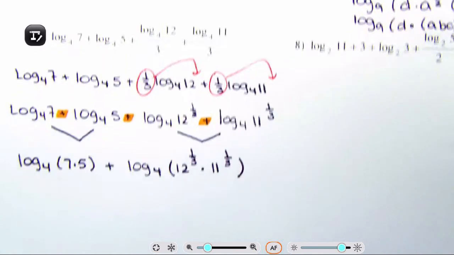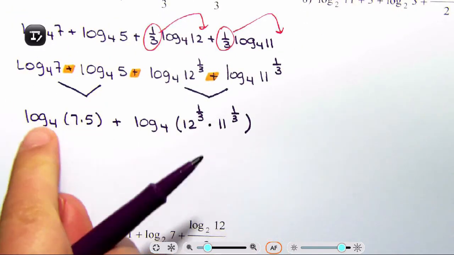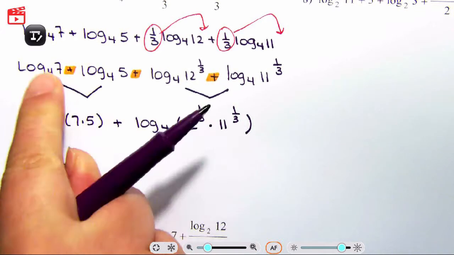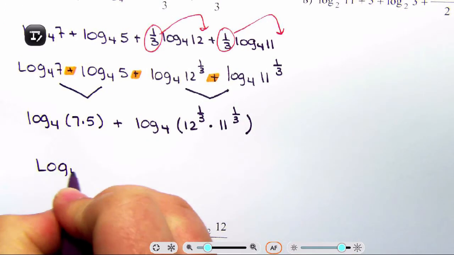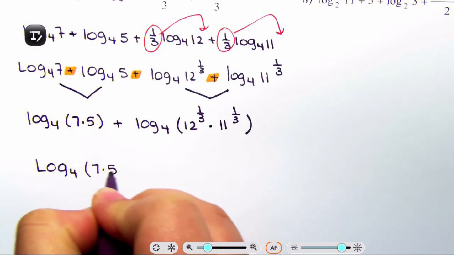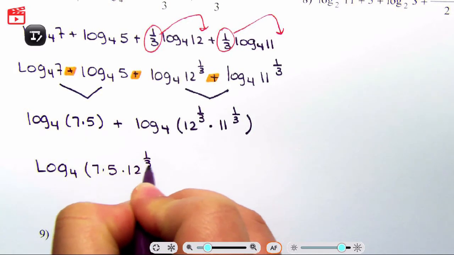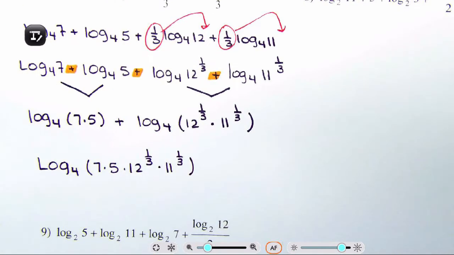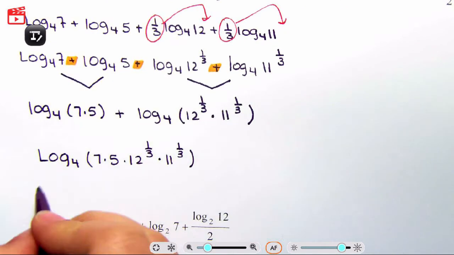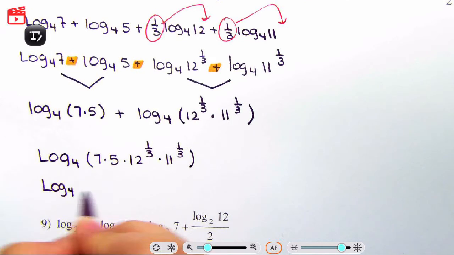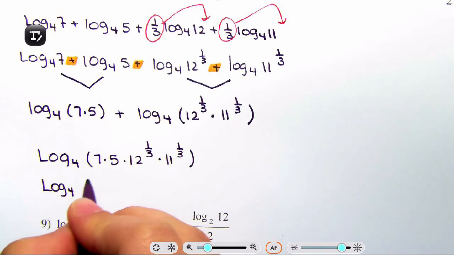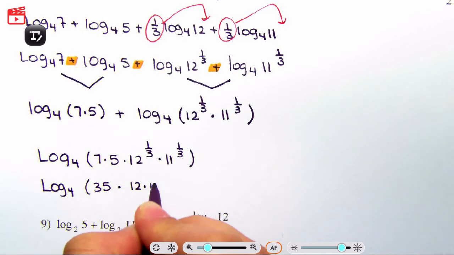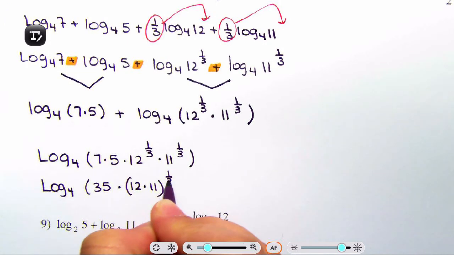Here we are. So this is what I was referring to. You can choose to skip this step and go immediately from here to here. You can choose to do that. So I have log base 4 of 35 times, again, 12 and 11, both are being raised to the 1/3 power.